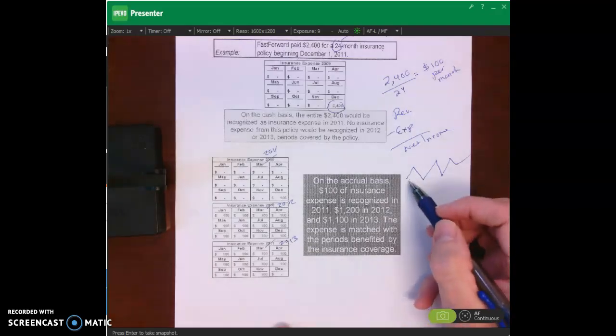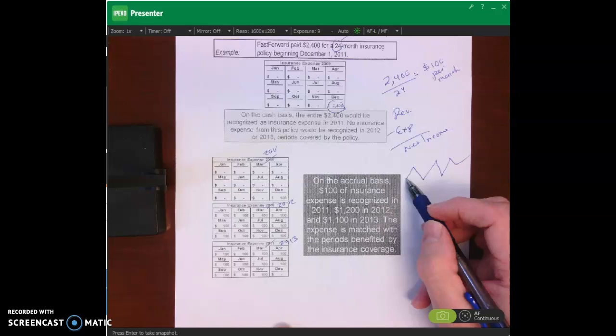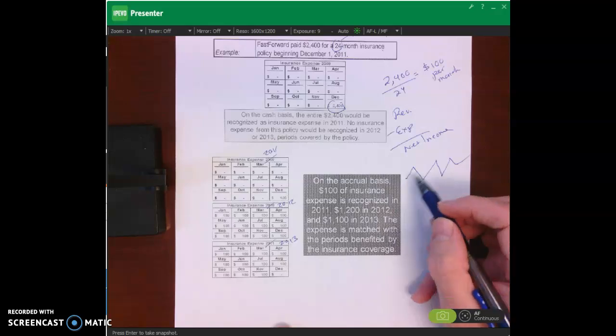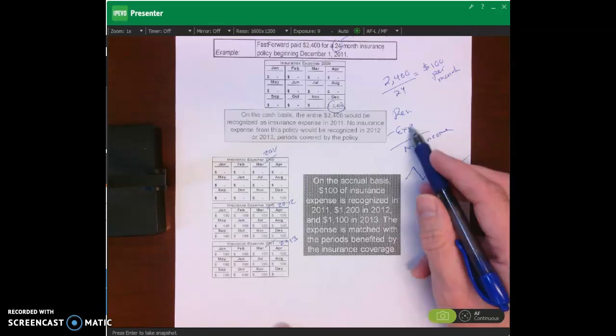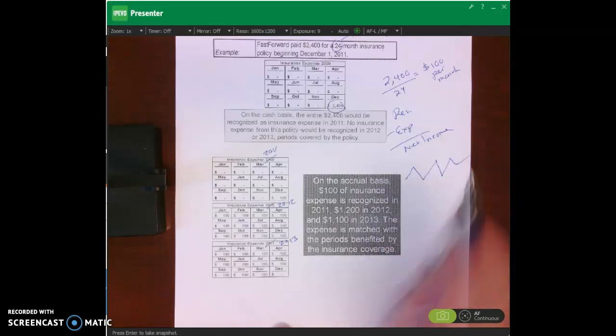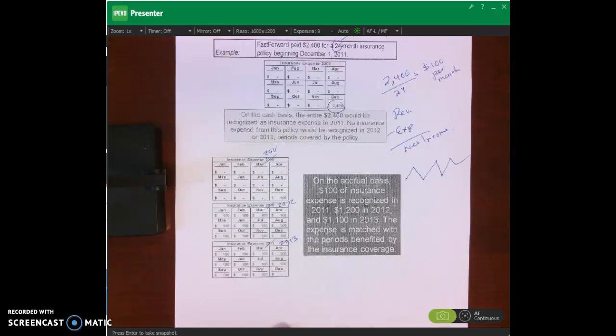Because look, it went down in this month, and then the next in this year, and then the next year it goes up because there was no expense, and so it could cause some wide swings in net income. That's the problem with cash basis accounting.